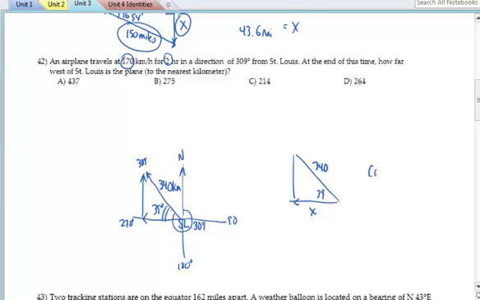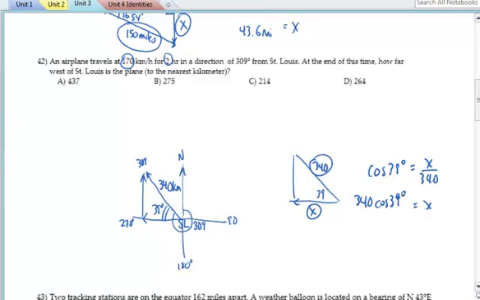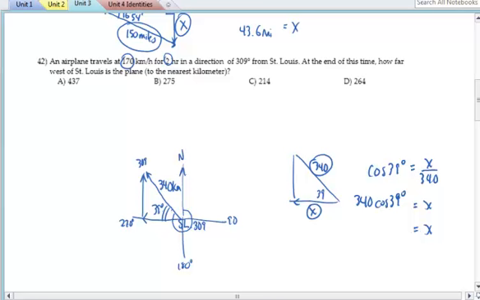That will be the cosine ratio, because this is adjacent over hypotenuse. Cosine of 39 degrees is equal to x over 340, and when we cross multiply and use our calculators, we should get an answer of 264 kilometers, and that would be choice D.